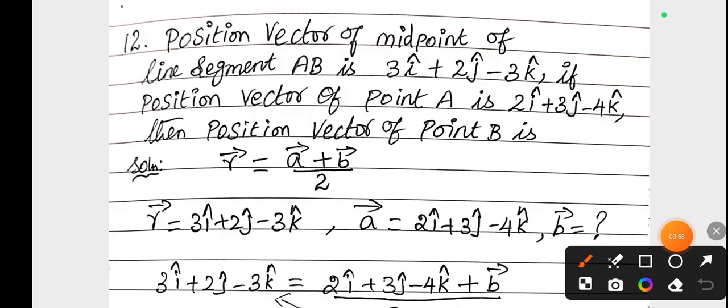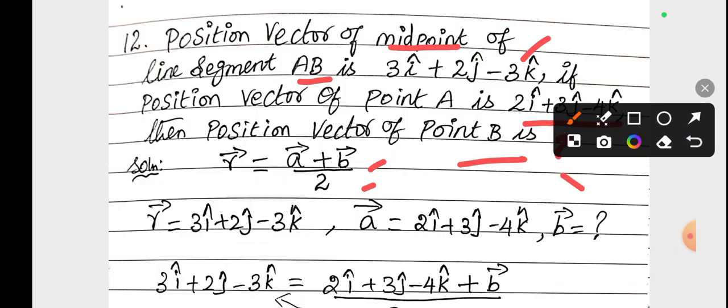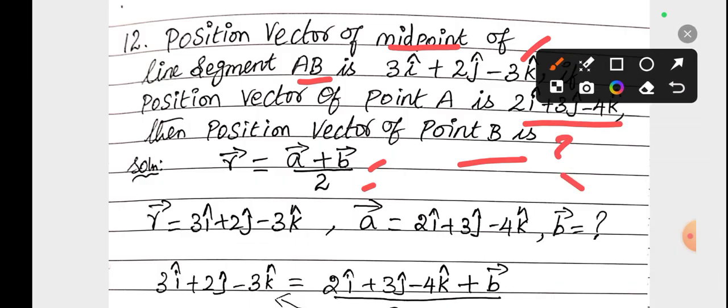In the next question, we are going to discuss the midpoint. The midpoint of AB, children. The midpoint value itself is given. Am I correct? The midpoint of line segment AB is given. The position vector of A is given, and the position vector of B we want to find. So we know the midpoint formula: R vector equals A vector plus B vector by 2. Literally, x1 plus x2 by 2, comma, y1 plus y2 by 2, which we used in coordinate geometry.